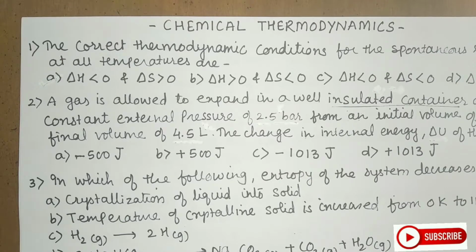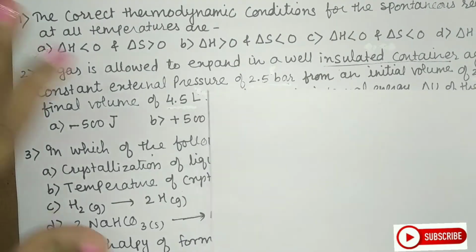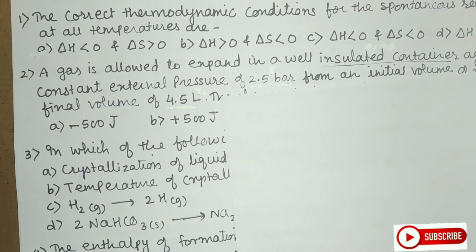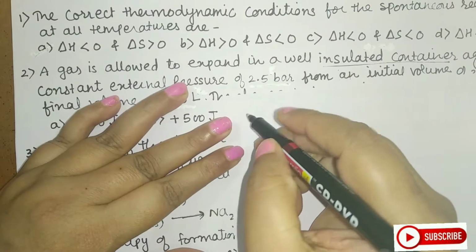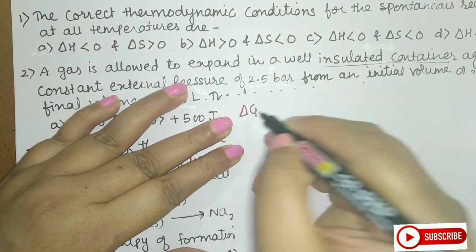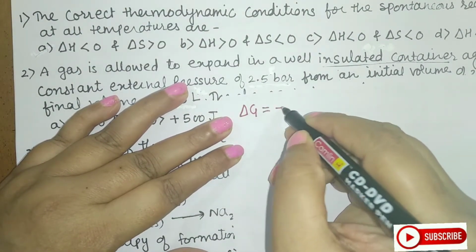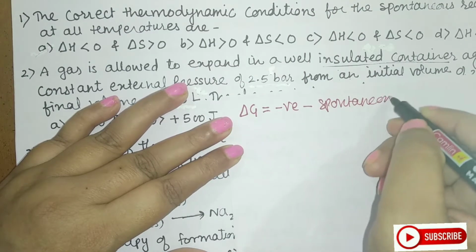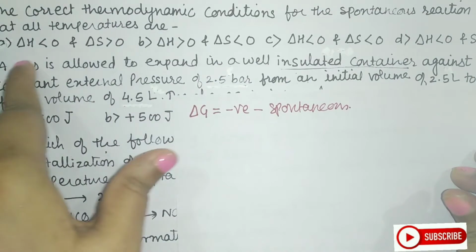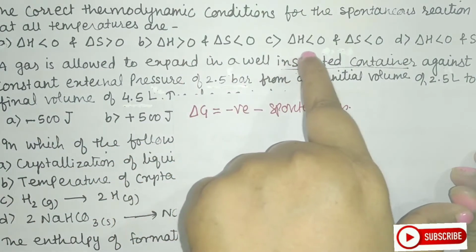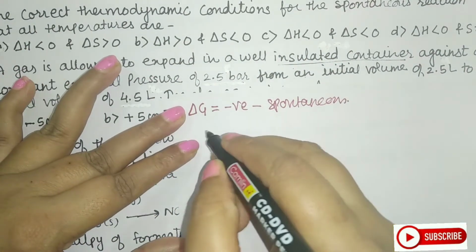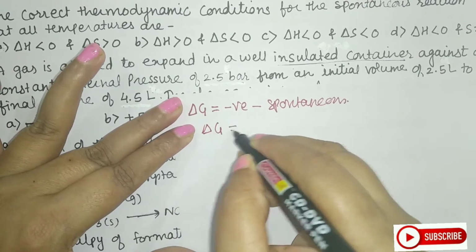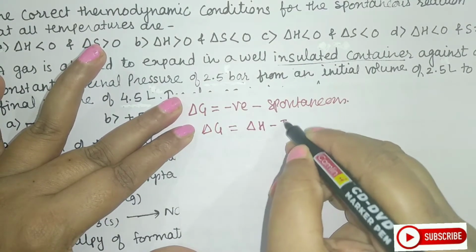The correct thermodynamic condition for a spontaneous reaction at all temperatures is. To predict the spontaneity of any reaction, the very important thing we consider is delta G. When delta G is negative, the reaction is spontaneous. Now, how to predict this? Because if you see the options, they are given in enthalpy change and entropy change. So for that, we take help of delta G = delta H - T delta S.